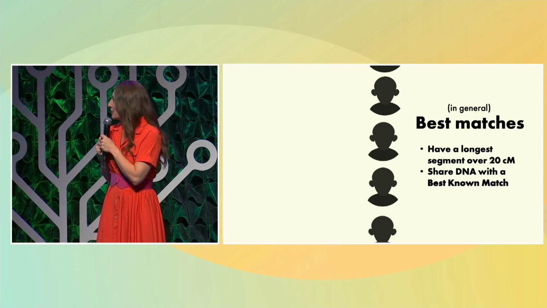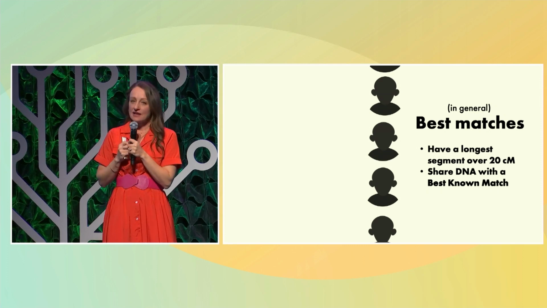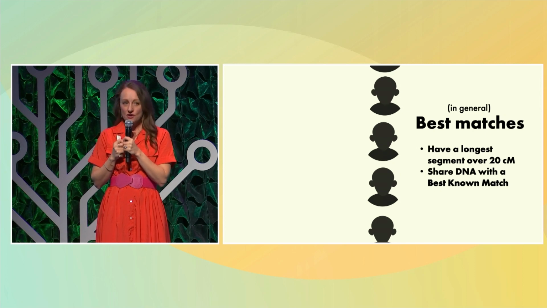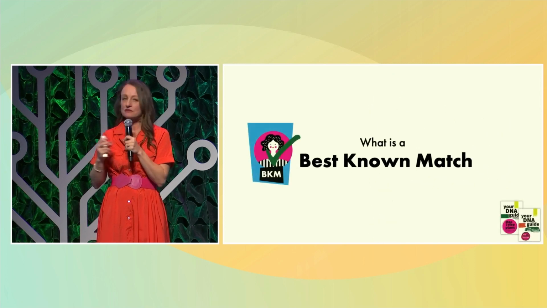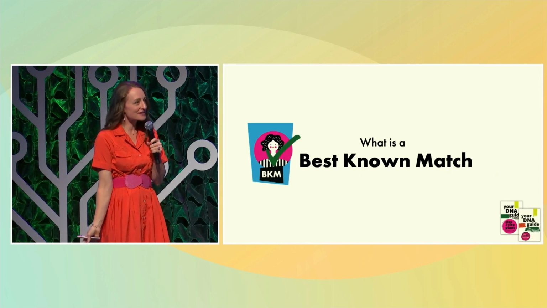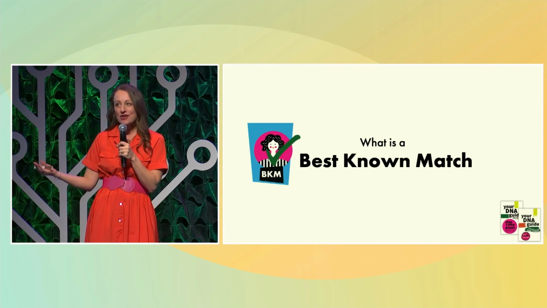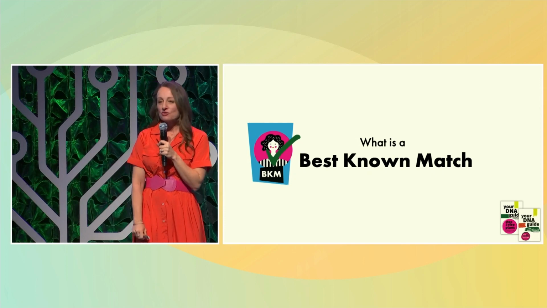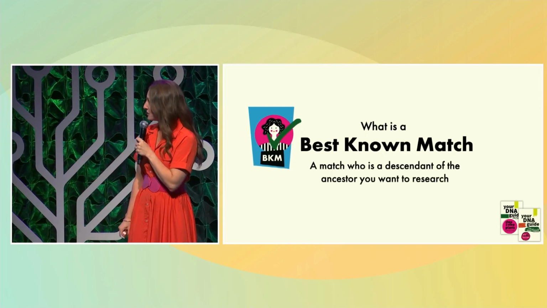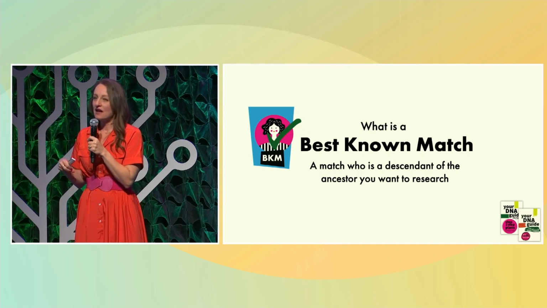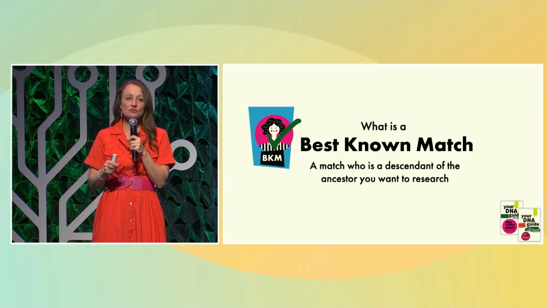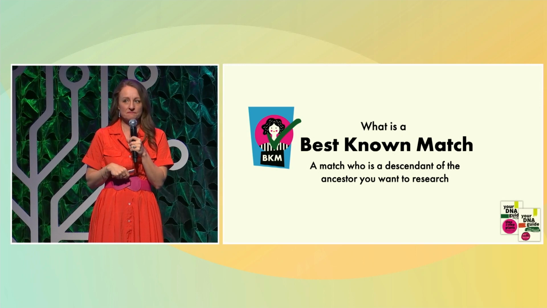But really, your best matches share DNA with a best known match. Who's a best known match? I thought you'd never ask. A best known match is someone you already know your relationship to. It's a match who's a descendant of the ancestor you are trying to research.